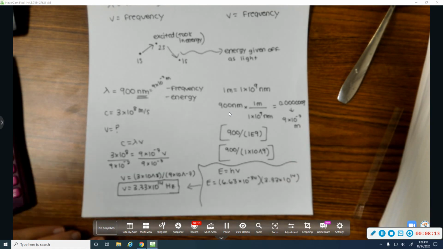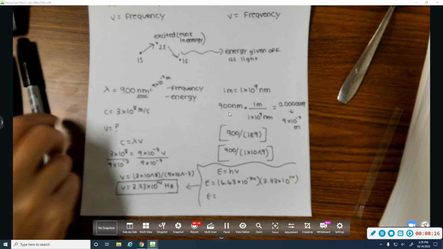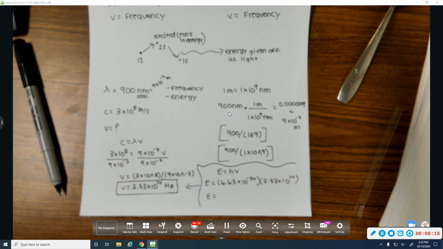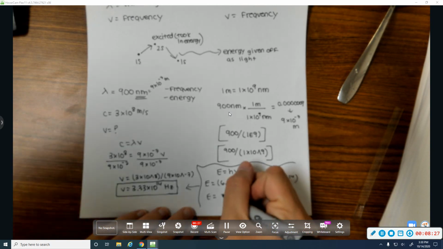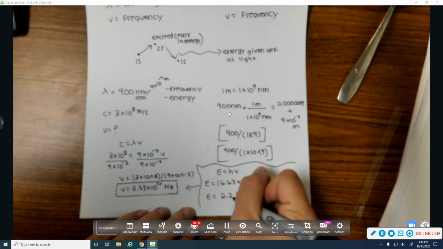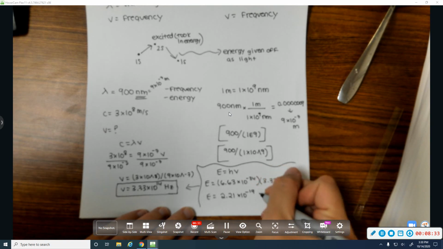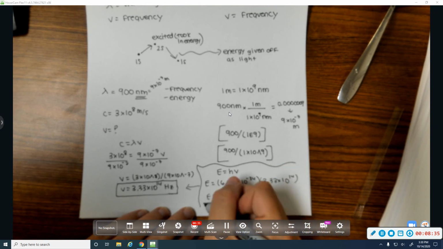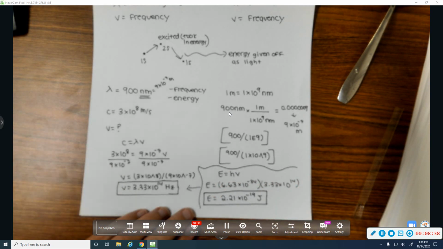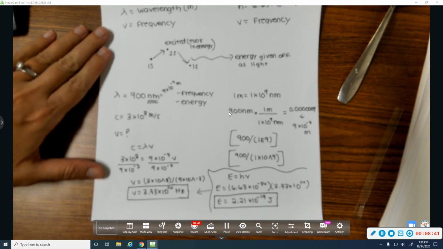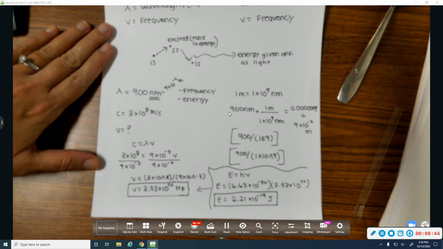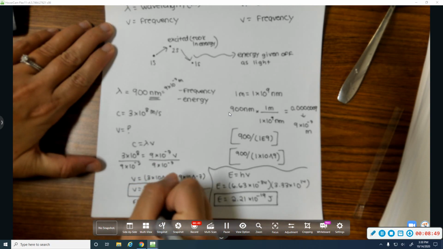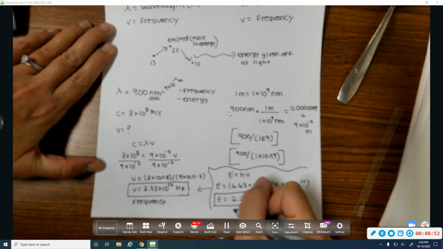And I'm going to type it in just like that to solve for energy with parentheses around both of my scientific notations. And so let me type that in. And when I type that in, the energy of this wave is 2.21 times 10 to the negative 19, and the unit for energy is joules. And that is what you're going to do for the flame test lab for every single chemical. You're going to solve for their frequency, which is V, and then solve for the energy, which is E.